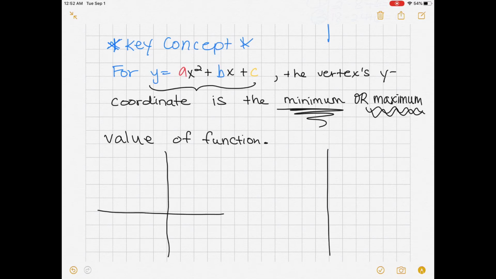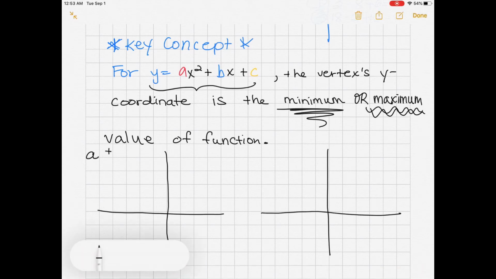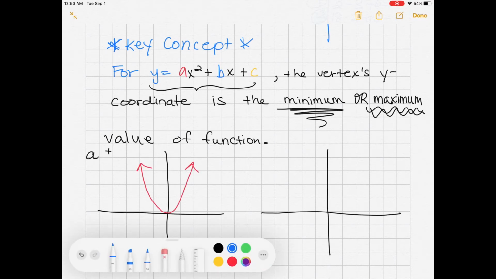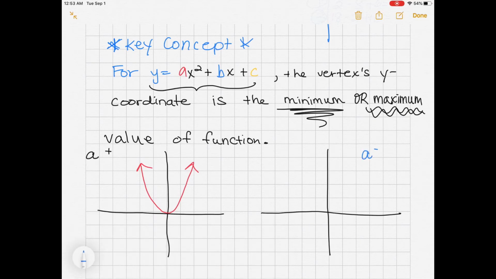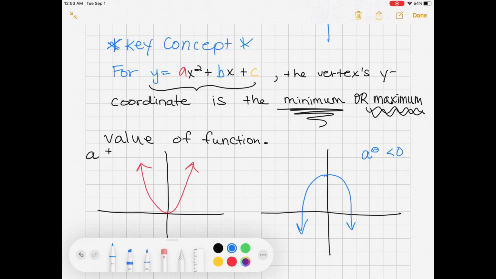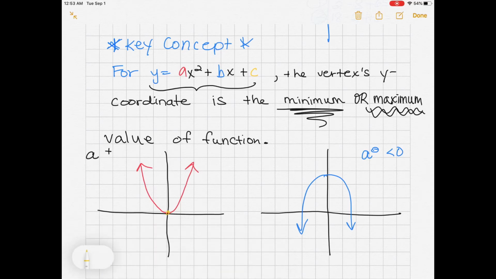Now we talked about those little pieces a, b, and c, what we know. We know if a is positive, or we could say a is greater than 0, we know that the graph will be happy, right? Because it's positive, so it's going upwards. We also know that if the a value is negative or less than 0, we know that it's going to go upside down. It's going to be unhappy, right?